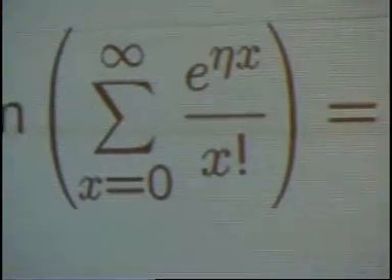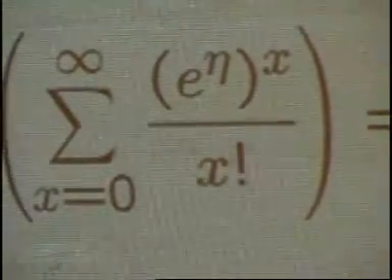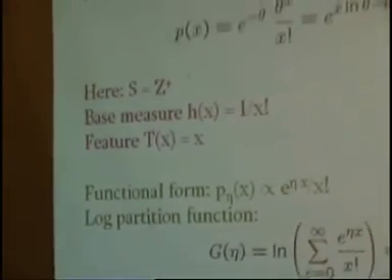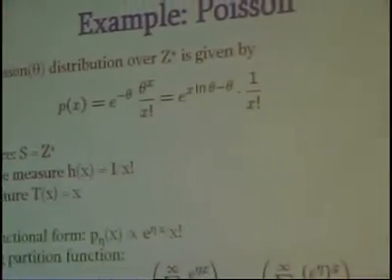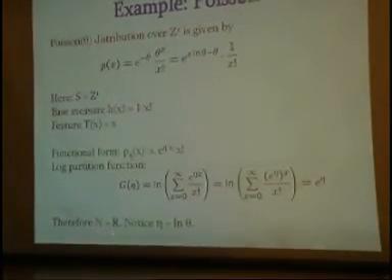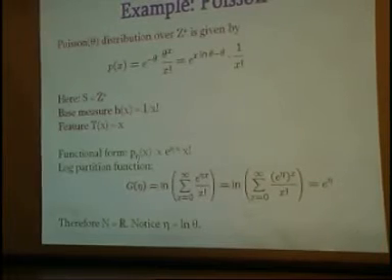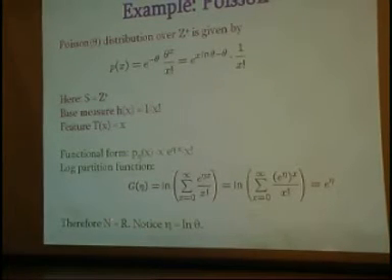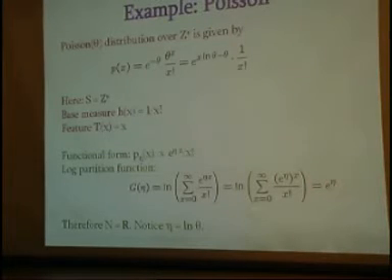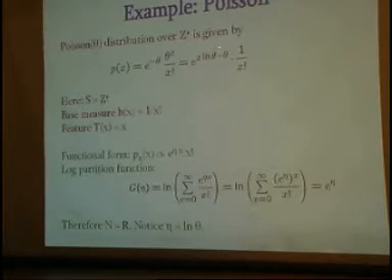Well, this is quite an easy sum because it looks like the Taylor series expansion of the exponential. So it's just e to the eta. So the log partition function is just e to the eta. And once again, our natural parameters are not the ones we're familiar with. The natural parameter space occupies the entire real line. And the ones we're interested in are actually e to the natural parameter. So in this case, the natural parameter is ln of theta.